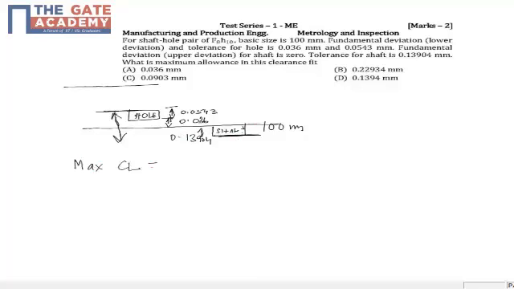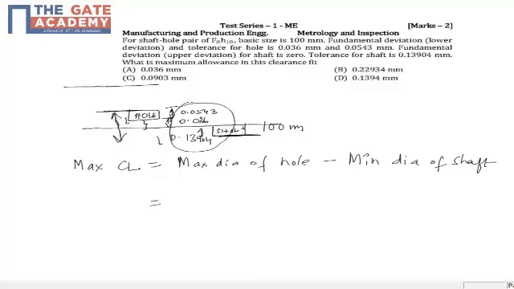So the max clearance will be max dia of the hole minus the min dia of the shaft. Which means you add up the tolerance of the hole, add up this lower deviation for the hole, add up the tolerance of the shaft, so add these three values. 0.0543 plus 0.036 plus 0.13904.